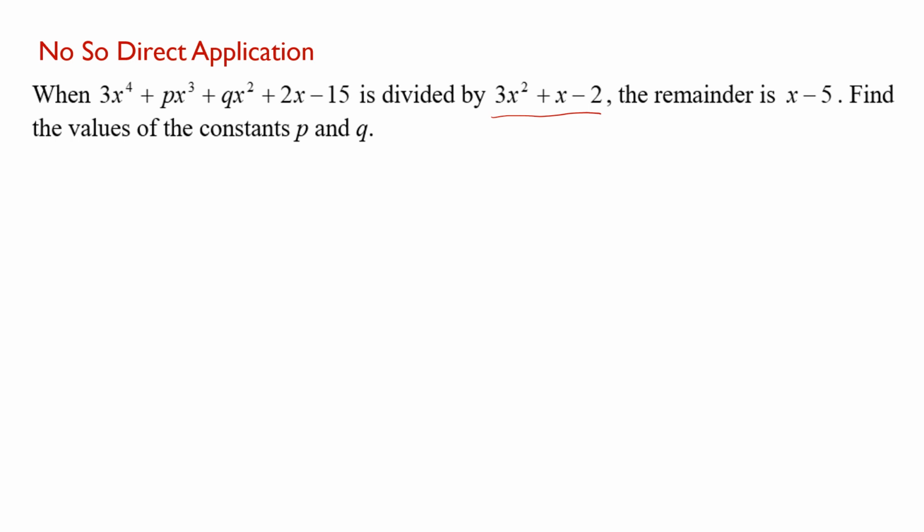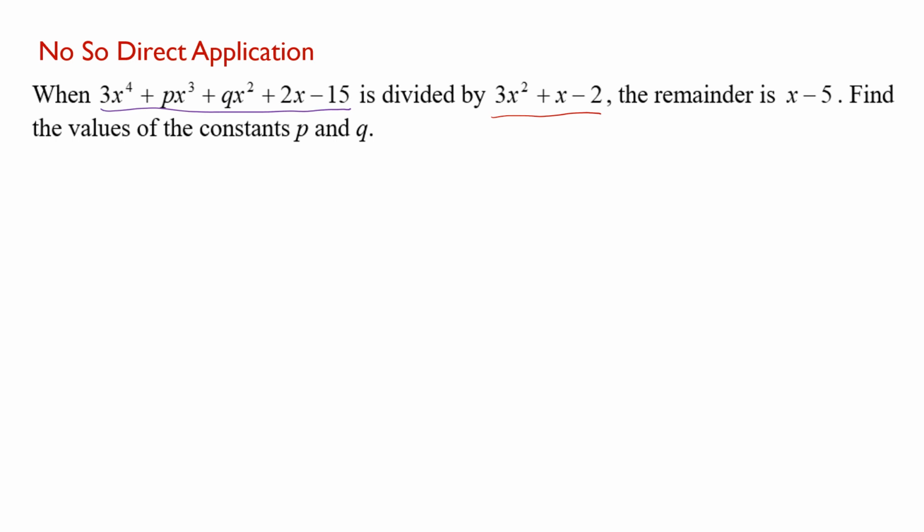If you look at what you're given, this is your dividend. There are two unknowns there, p and q. If you have two unknowns, basically you just need to generate two equations, and then solve these two equations simultaneously, and that's how you find the values for these two unknowns.